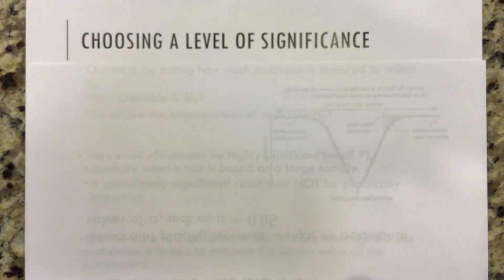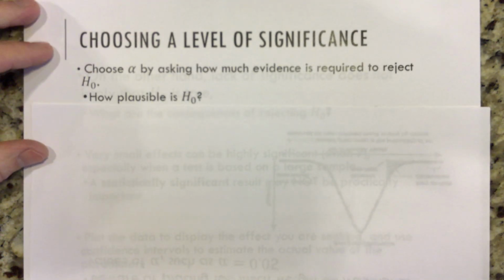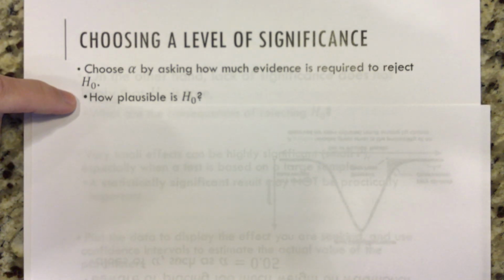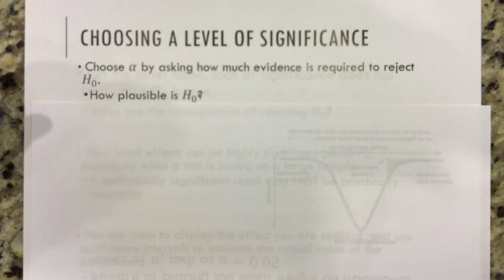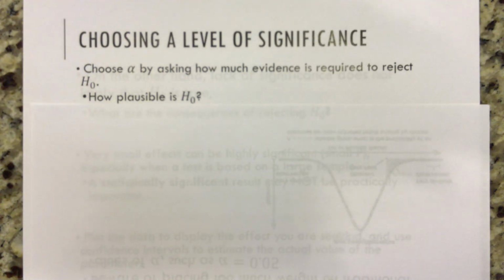So when you are the person out there doing the research, you have to choose your own level of significance, right? What are you going to say, hey, this is good enough evidence? Okay. So how do you do it? Well, you ask some questions. Your first question is, how plausible is the null hypothesis? Remember, you have to try to overturn that with evidence. So if it's very plausible, you're going to need more evidence to overturn it, right?